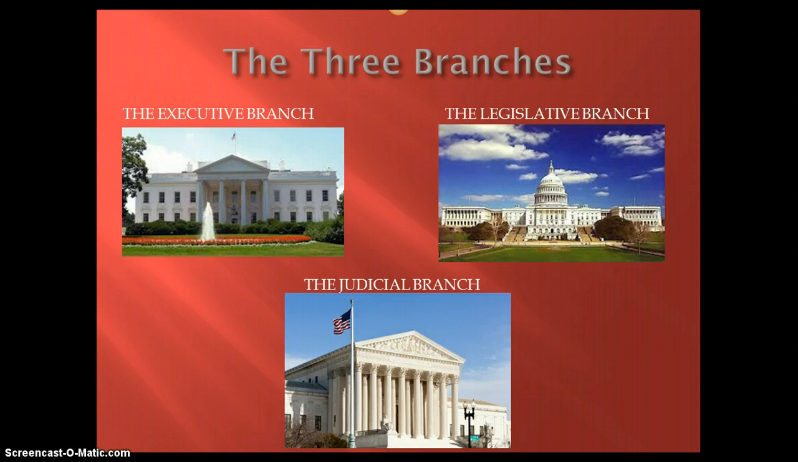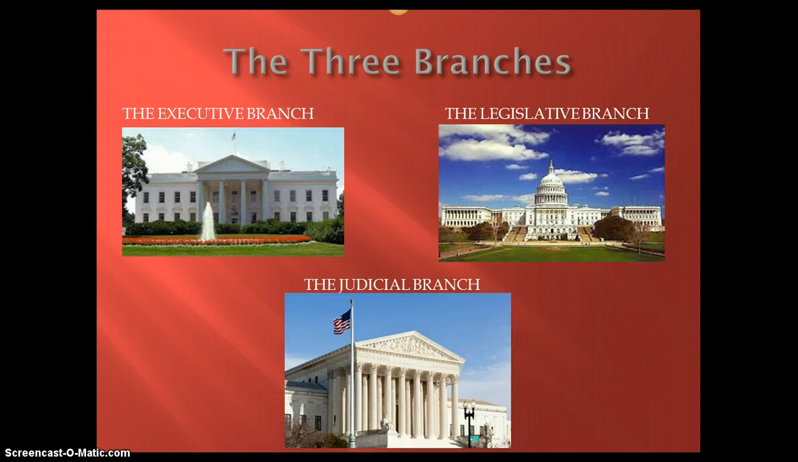Next is the legislative branch, which is pictured at the top right, and that's the U.S. Capitol building. The legislative branch is made up of the House of Representatives and the Senate, two bodies of Congress. And these two bodies are made up of elected officials who work together to create and brainstorm and write and pass laws.